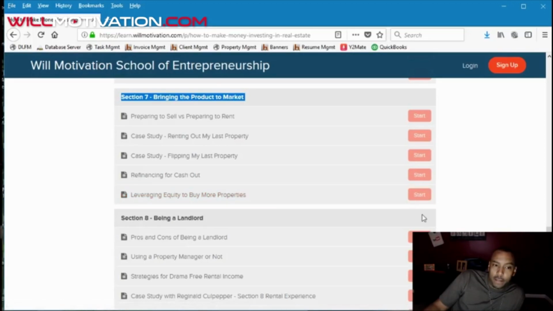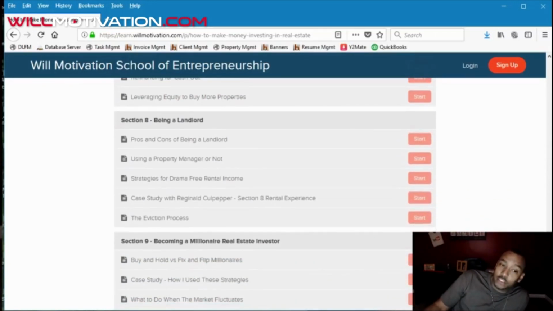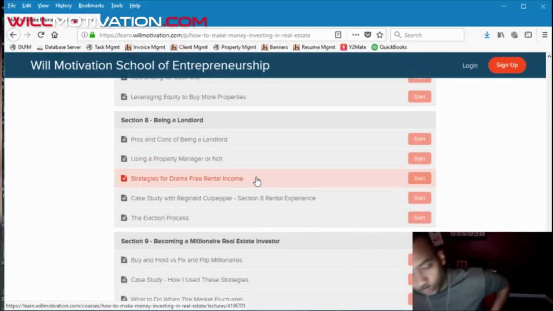Section 8 is about being a landlord. So pros and cons of being a landlord, using a property manager or not using a property manager, strategies for drama-free rental income.